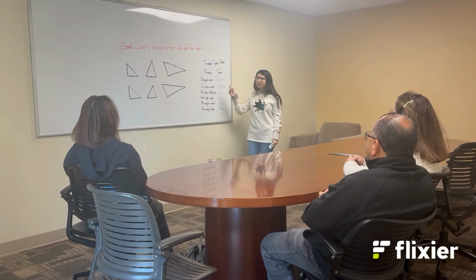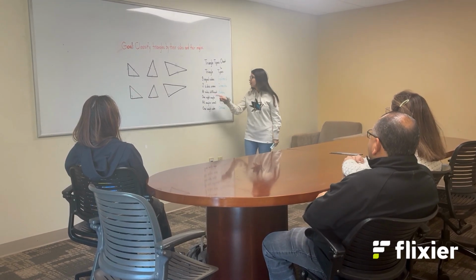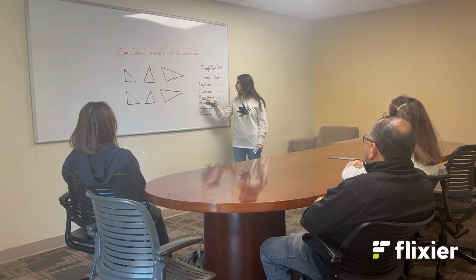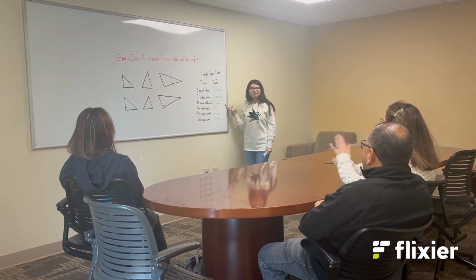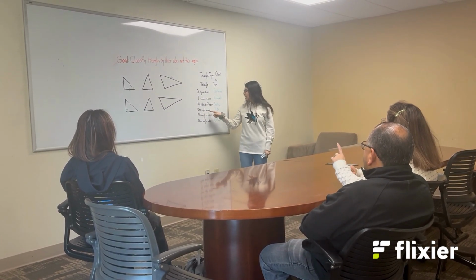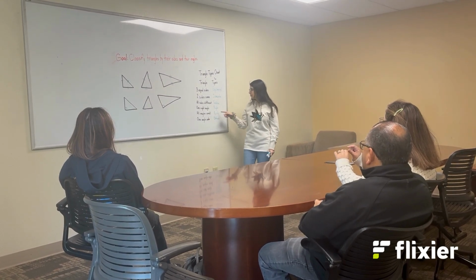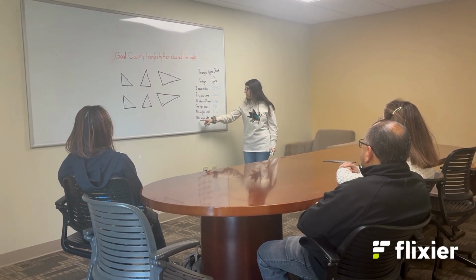Three equal sides. Equilateral. Two sides same. Isosceles. All sides different. Scalene. One right angle. Right. All angles small. Acute. And one angle wide. Obtuse.